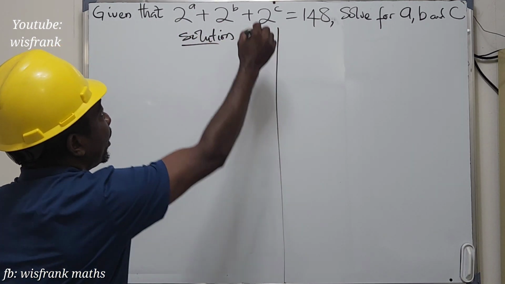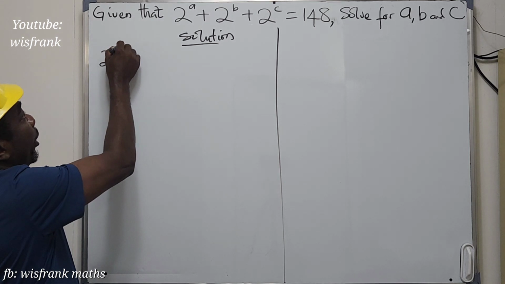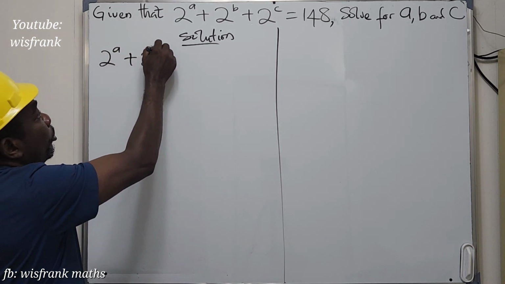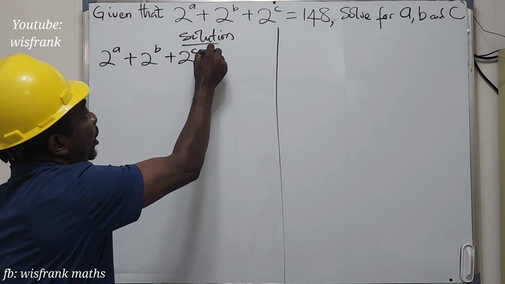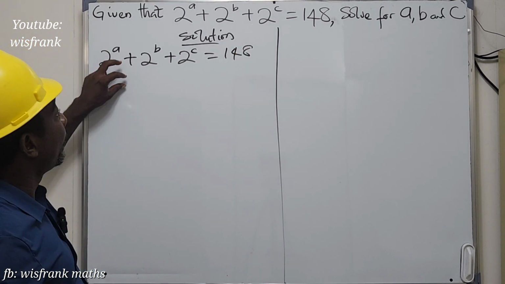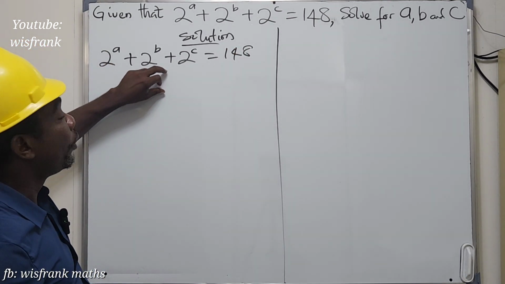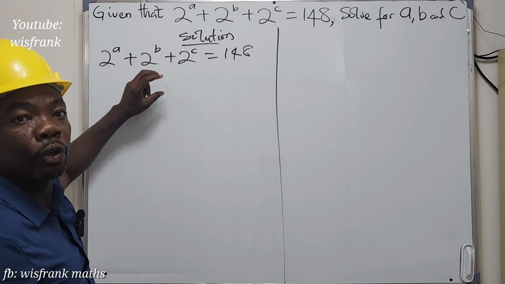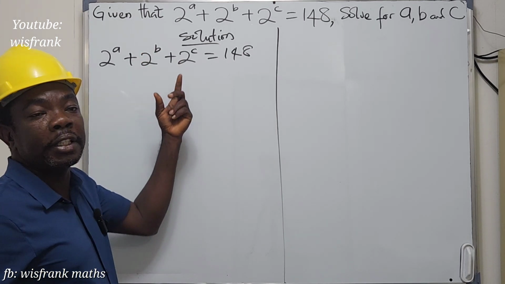We are given 2 to the power of A plus 2 to the power of B plus 2 to the power of C equals 148. So in this case, we have a power of this number with a variable. So we are going to find the value of this variable.